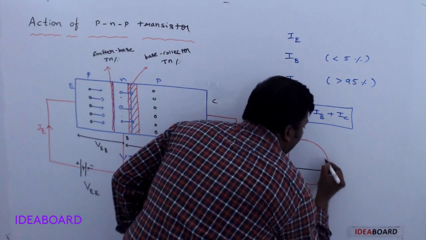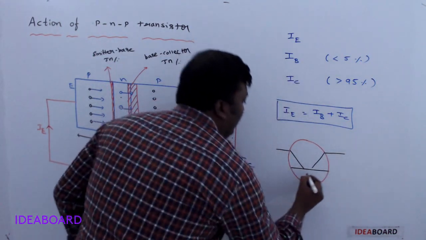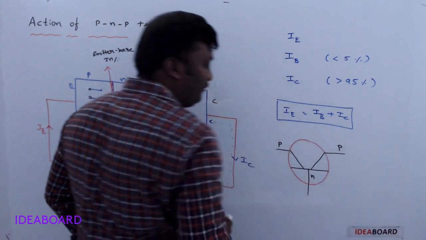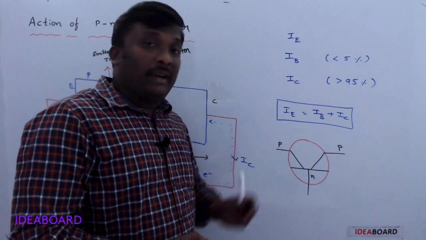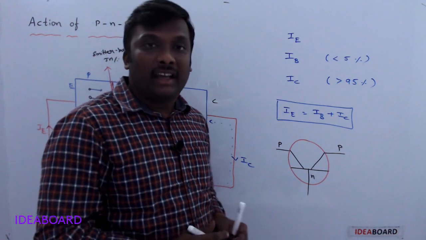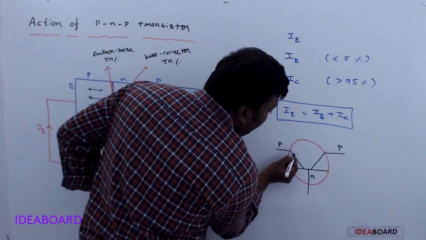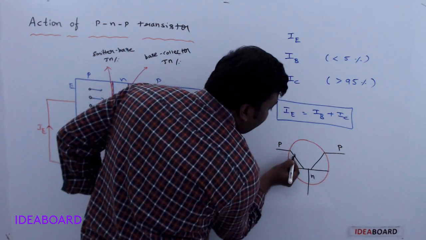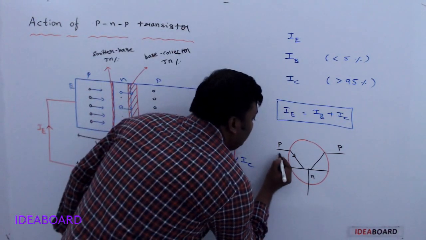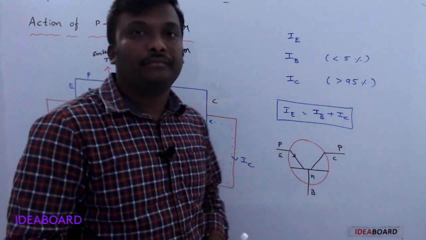The symbol for the PNP transistor is like this. This is P and this is N and again it is P. We said at the emitter we always have one arrowhead that indicates the direction of flow of conventional current. So conventional current is always from positive to negative. That's why you must place one arrowhead here. So wherever you place the arrowhead, that is always the emitter, this is the collector and this is the base.